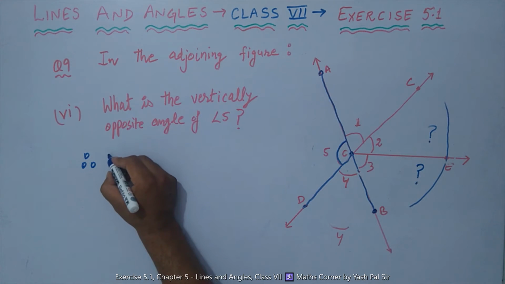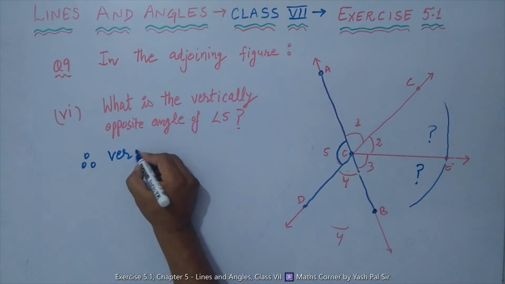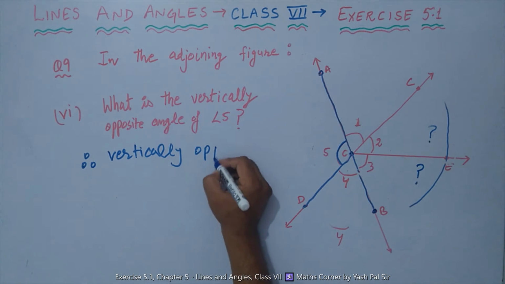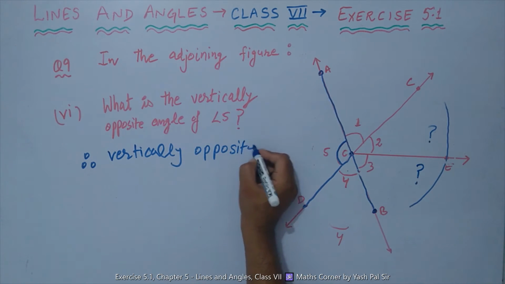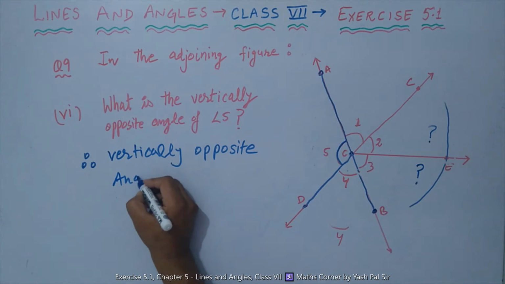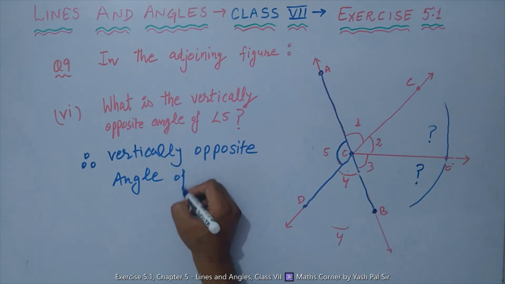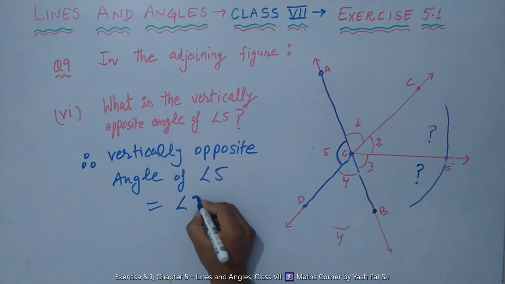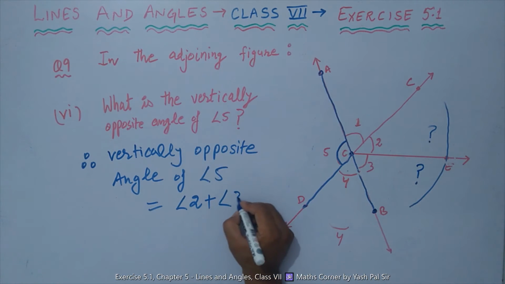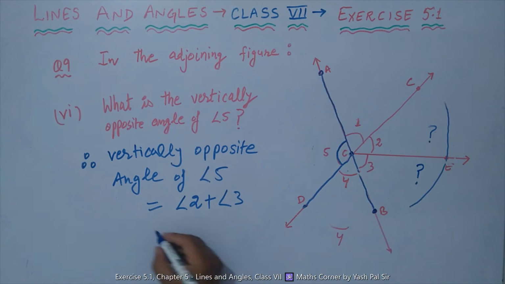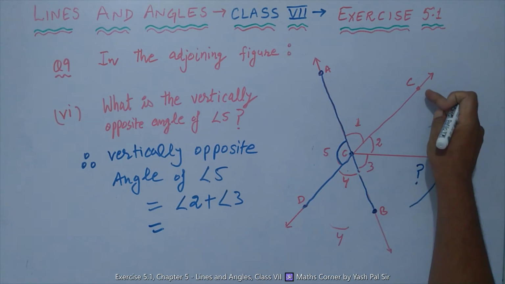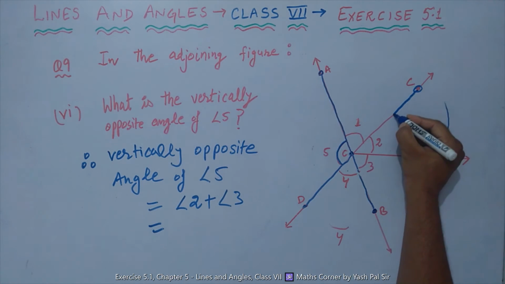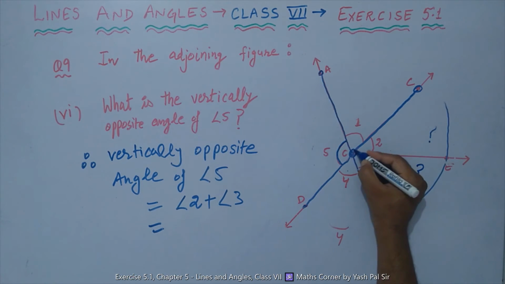Therefore the vertically opposite angle of angle 5 is equal to angle 2 plus angle 3. Or what is this? Angle 2 plus angle 3 means we start from C, COB.